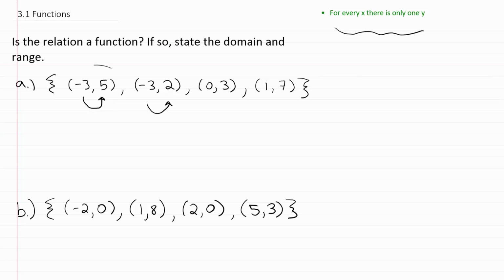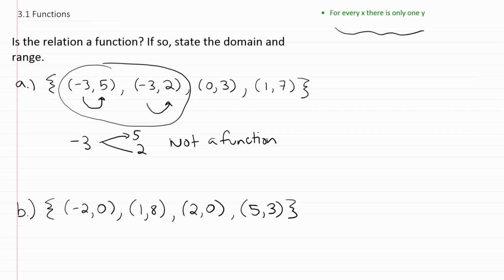All right, so we can say because this pair of points shows that -3 is paired up with 2 different y values. In other words, we can say -3 is mapped to both 5 and to 2. Because of this, we can say it's not a function. All right, let's look at B then.